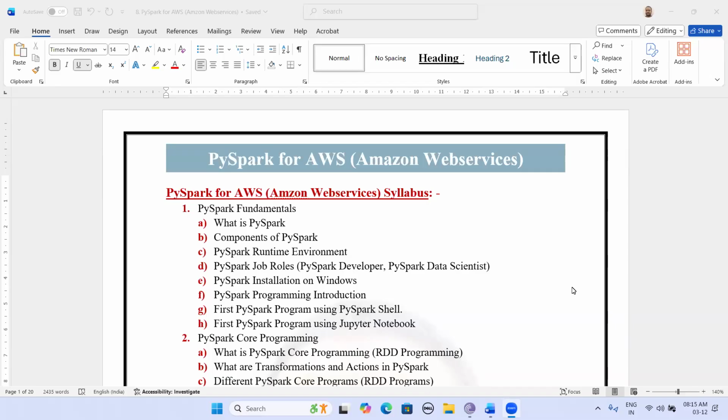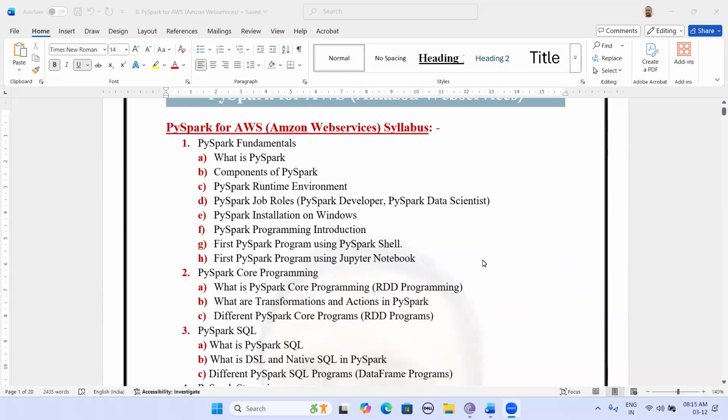In this session, we are going to discuss PySpark for AWS. As part of PySpark for AWS, what are we going to discuss? Let's start discussing them. First, we start with PySpark fundamentals. We are going to understand what is PySpark, what is the purpose of PySpark. Then, we are going to discuss what are different components of PySpark, and what are different runtime environments to run PySpark.